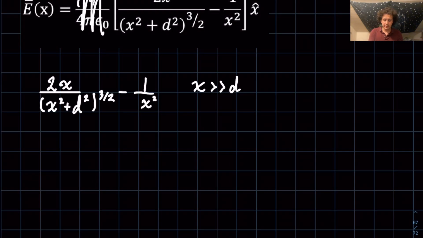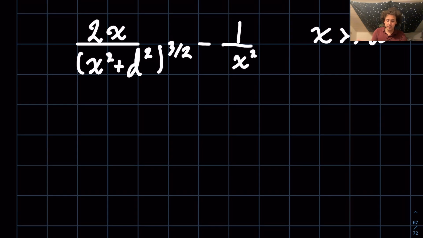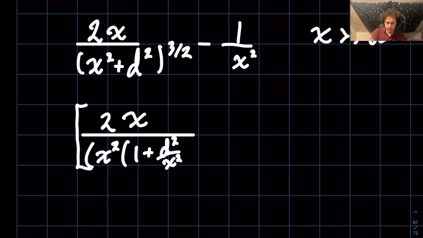And so now that I've written this out, we know that x is going to be much, much larger than the distance d. So what we're going to do, like we did the last time, is factor out the thing that is larger, which is the x squared. And so let's take this 2x, and I'm going to factor this x squared out times 1 plus d squared over x squared. And this is all to the 3 halves, minus 1 over x squared.